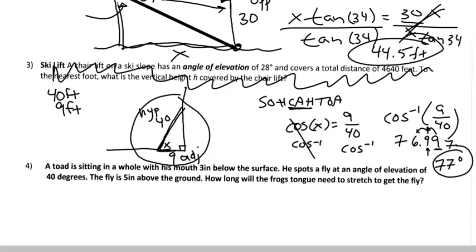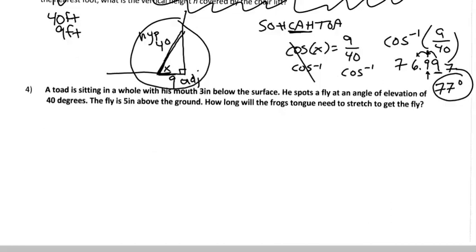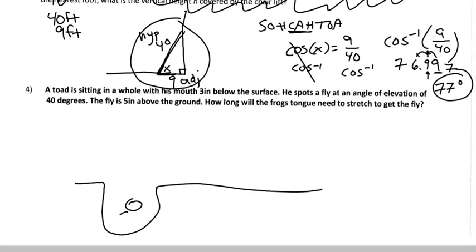All right, we have one last problem. This one's a little trickier. It says a toad is sitting in a hole with his mouth 3 inches below the surface. Let's draw that. Here's the hole. His mouth is 3 inches. Here's your little toad. His mouth is going to be 3 inches below.